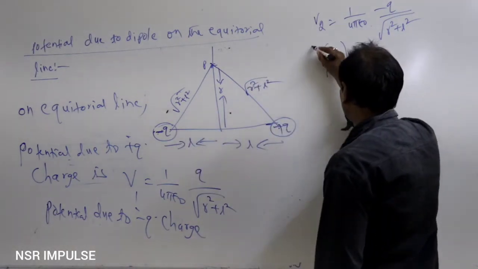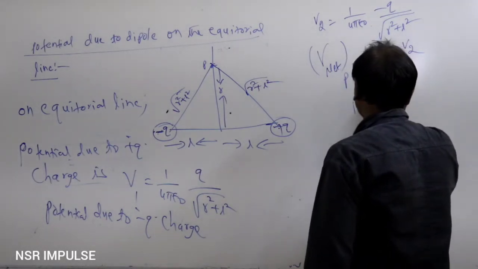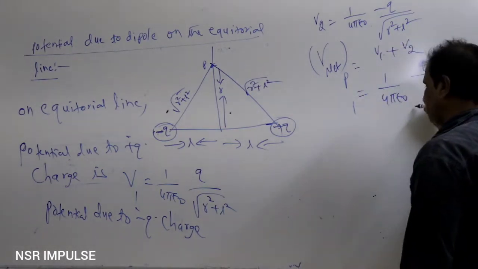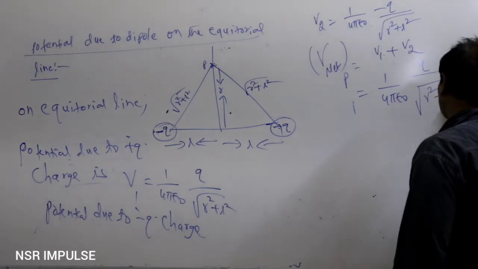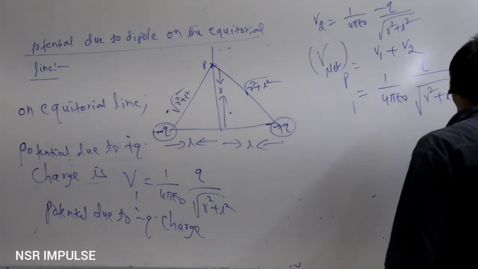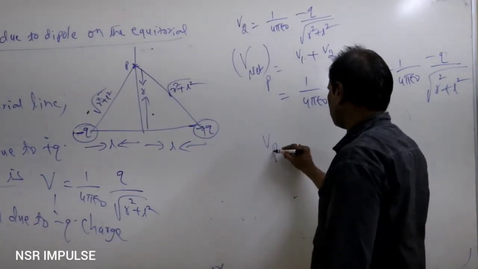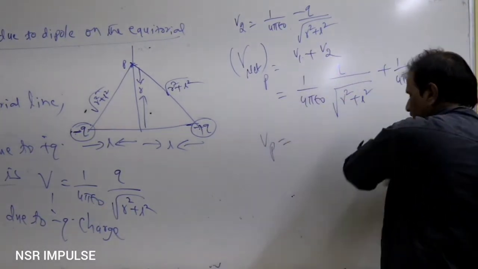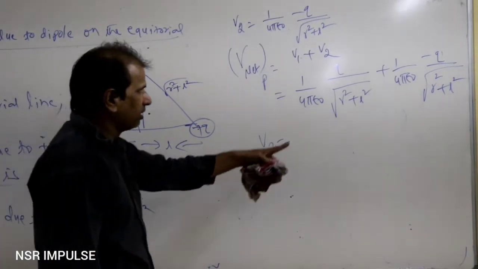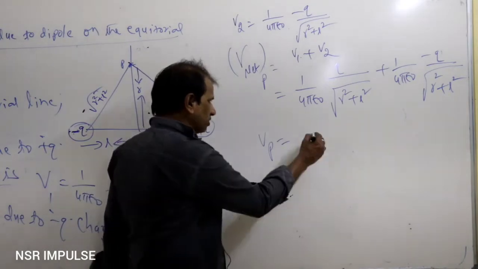So net potential at point P equal to V1 plus V2. So 1 by 4 pi epsilon naught q by under root of r square plus L square plus 1 by 4 pi epsilon naught minus q by under root of r square plus L square. So net potential at point P, see this particular expression, 1 by under root of r square plus L square, q by 4 pi epsilon naught, all are same, but the signs are opposite.